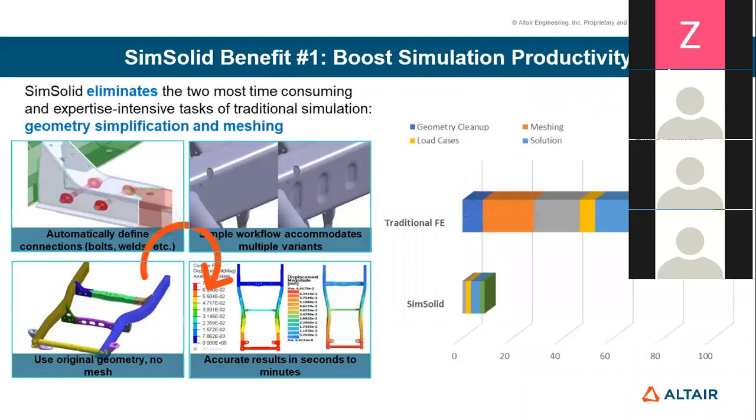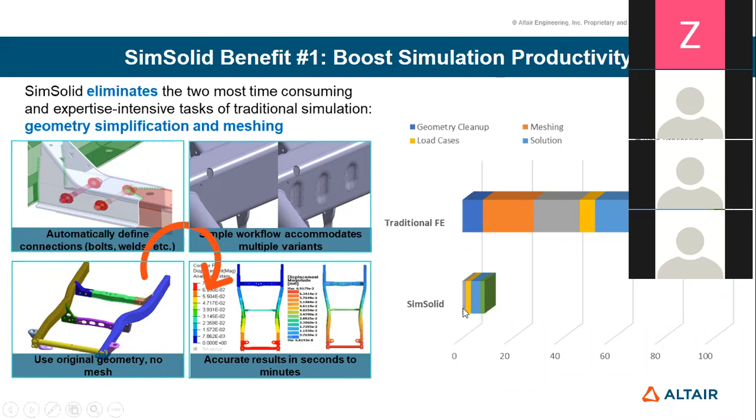I will show you some example of the results. Basically, here are the difference between the traditional FE and the SimSolid. So here you can see some solution and geometry cleanup process has been eliminated. Some geometry cleanup, meshing, and solution process has been eliminated in the SimSolid.